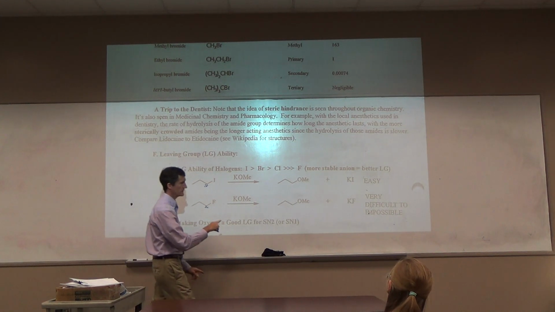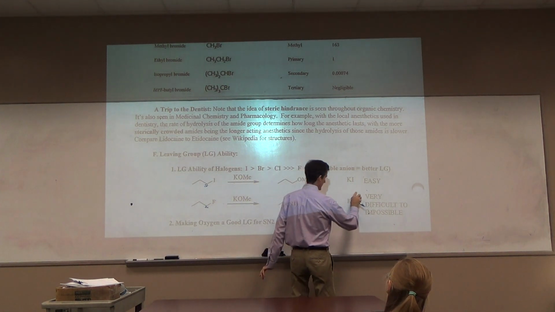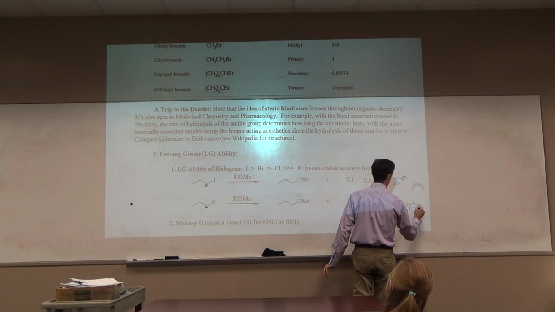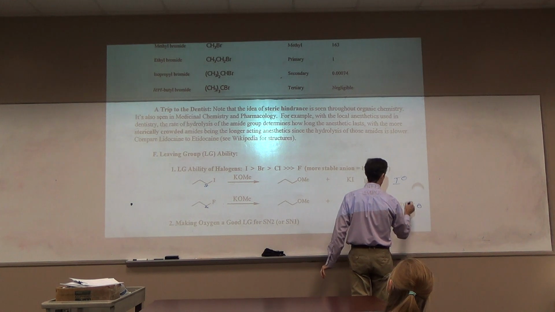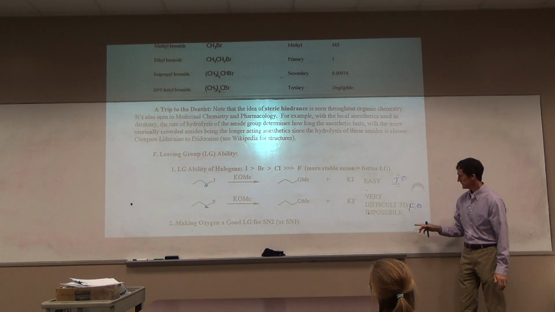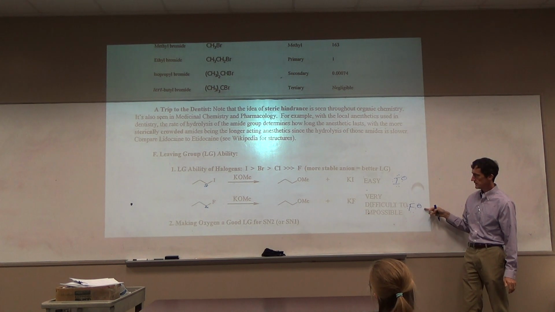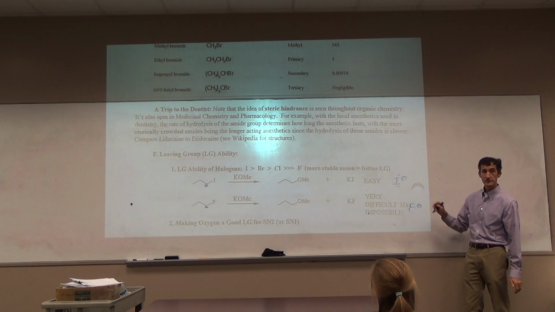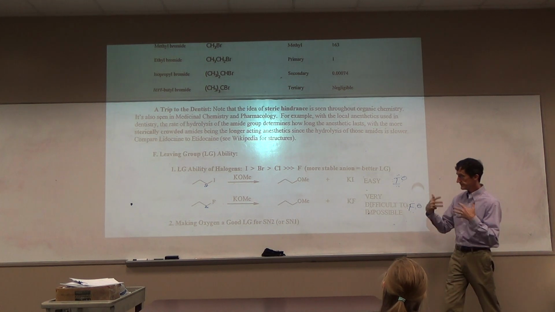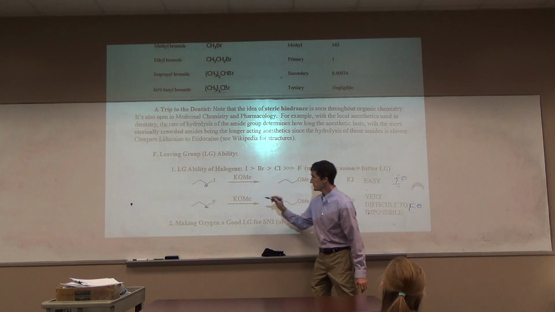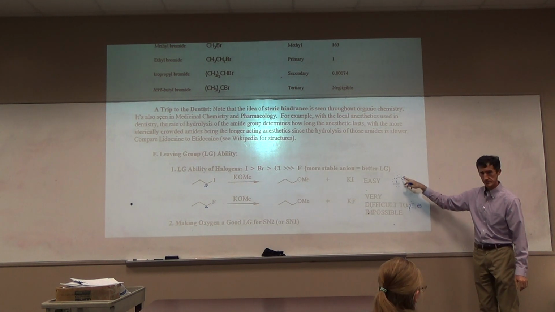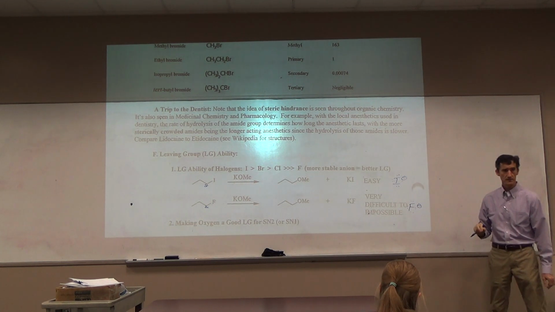But let's ask this. Now this should be all right. We're making I- here. Over here we're making F-. Right? I mean, that's I-, that's F-. Which one of these is more stable? I- is more stable. So that kind of makes sense. I is more willing to leave because it becomes a more stable thing than what F would become.